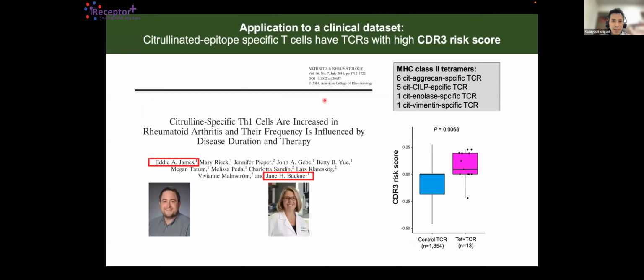So we applied the CDR3 risk score system to RA clinical samples, and we collaborated with the researchers at the Villarreal Institute, and we calculated the CDR3 risk score of T cells which are specific to citrullinated epitopes, RA pathogenic epitopes. Although the number of TCRs is very few, we can see that the T cells reacting to citrullinated epitopes in RA patient synovium showed a higher CDR3 risk score like this. So basically this is a positive result supporting our hypothesis.